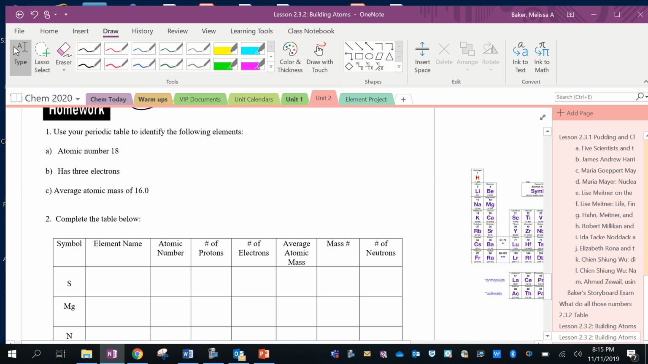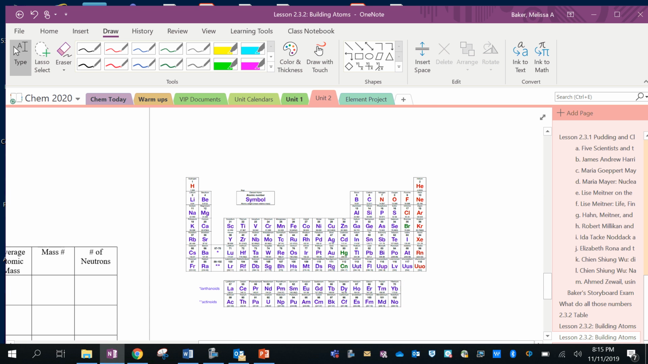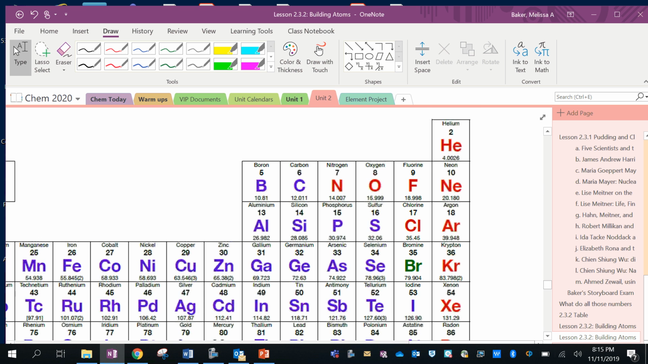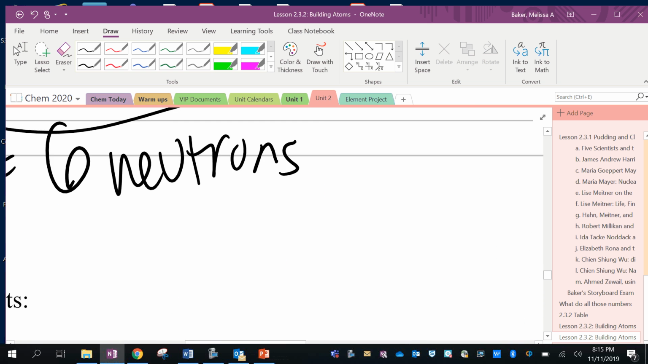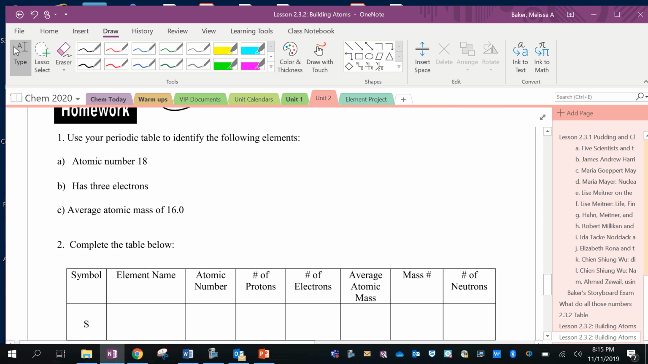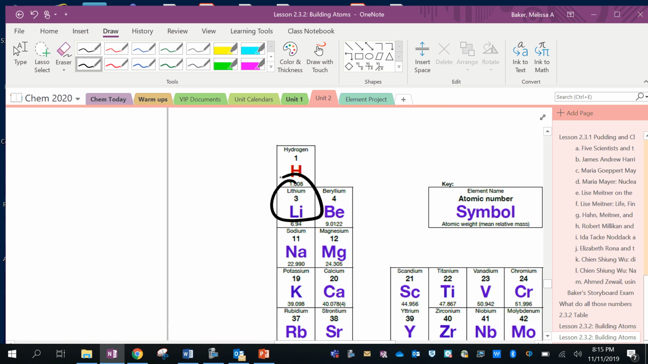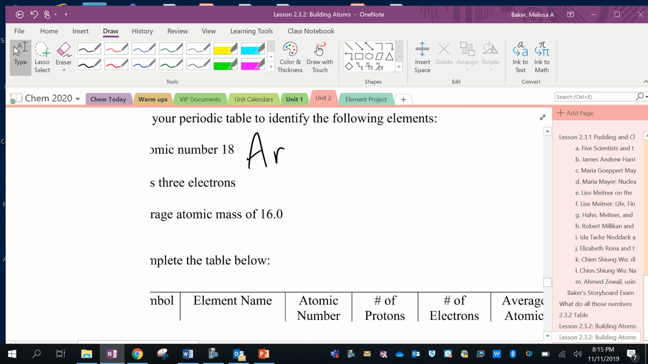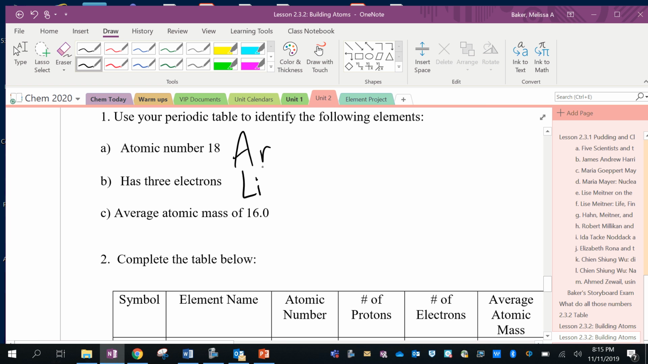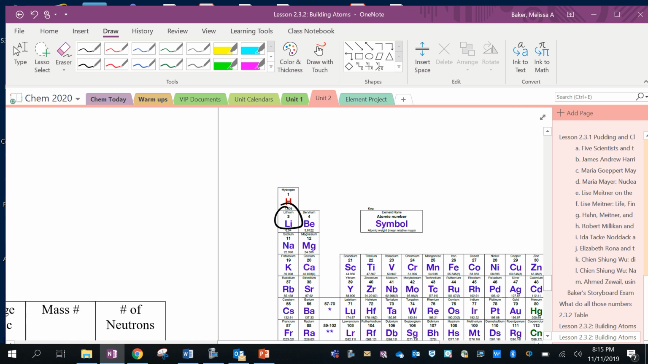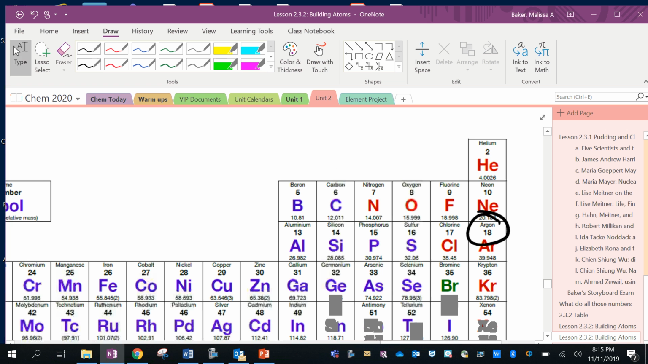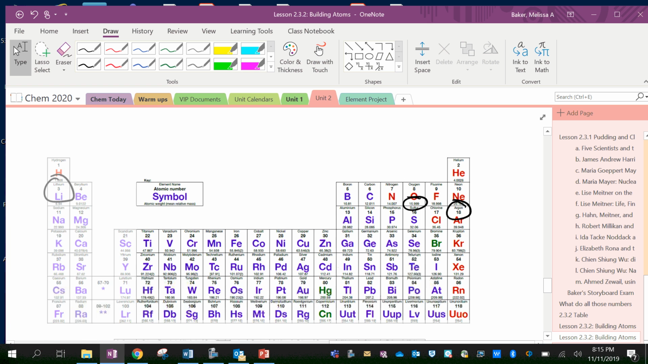And then let's use the periodic table to help us with the homework questions. So atomic number 18. Number 18 is argon. Oops. So this one would be argon. Has 3 electrons. That would be lithium, number 3. Has an average atomic mass of 16. That is oxygen.